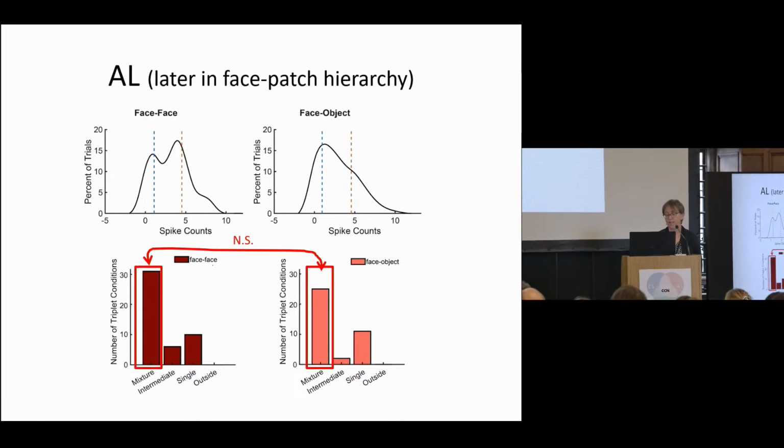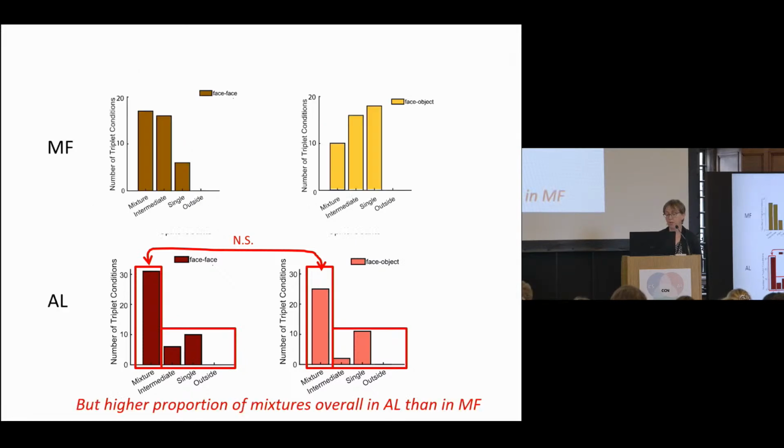In fact, the mixture response pattern dominates the remaining categories to a greater degree than what we see in area MF. So to just pull up the data from MF on the same slide, you can see that there is a bigger difference between the mixture and non-mixture categories in area AL than in area MF.